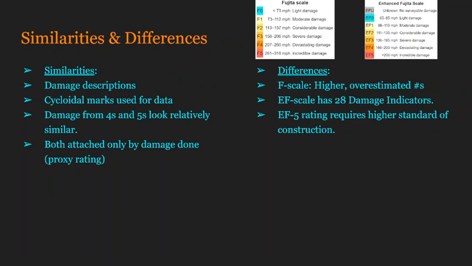And before we go into the flaws of that, which I'm kind of excited about the most, I do want to talk about the similarities and differences. First of all, we have our wind speeds right here. Obviously, they have different wind speed numbers. The EF scale specifically has 28 separate damage indicators, and the EF5 rating requires a higher standard of construction than F5. This is because we have simply learned how to make structures resist wind speeds.